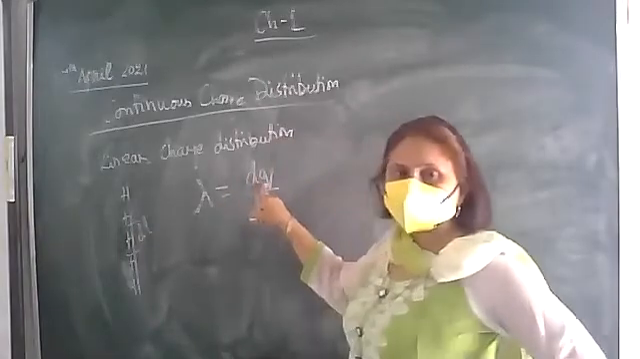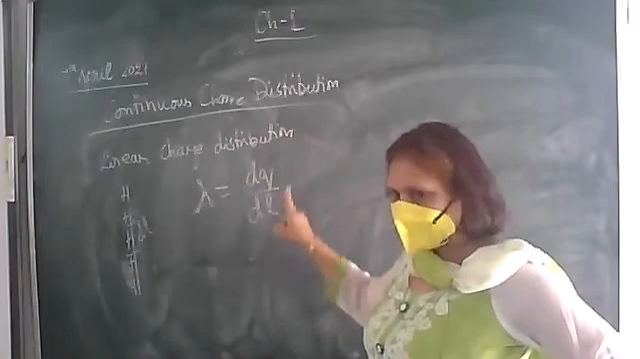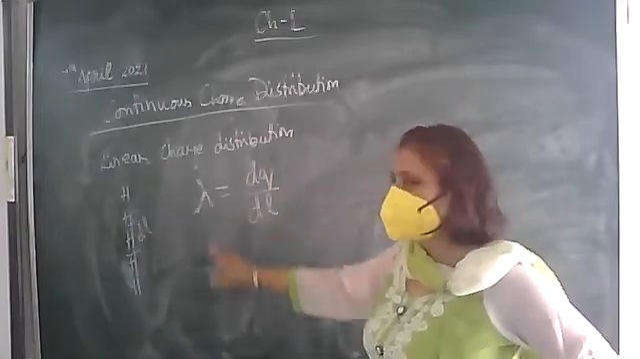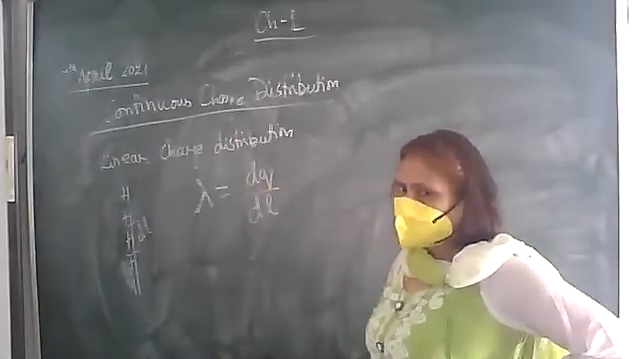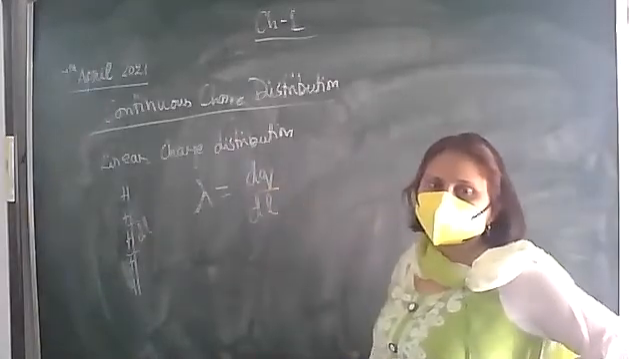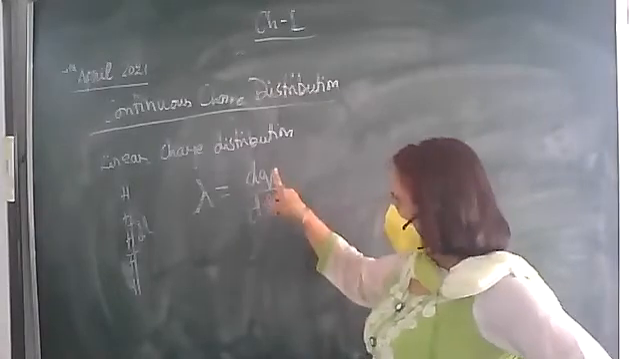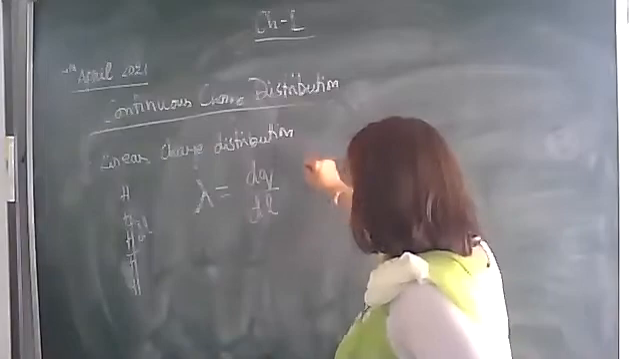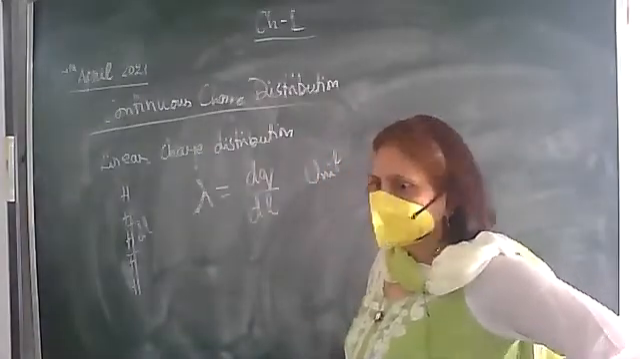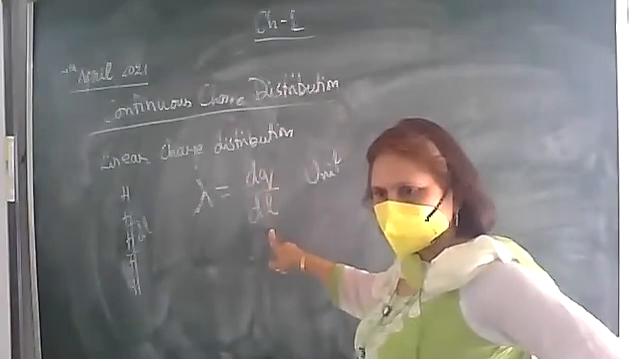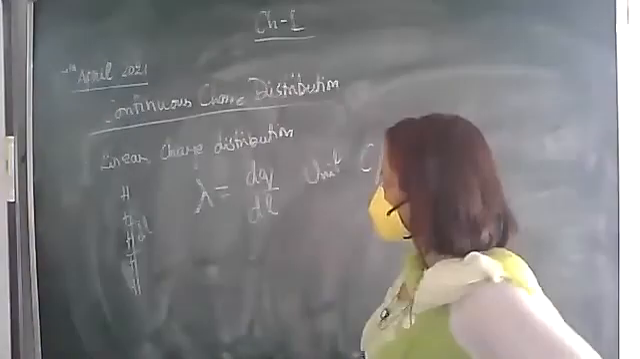So linear charge density will be given by charge per unit length. Charge per unit length will be called linear charge density. So whenever the charge is uniformly distributed along a line, then we find its linear charge density, which is charge per unit length. What will be its unit? Coulomb per meter. Yes, good.